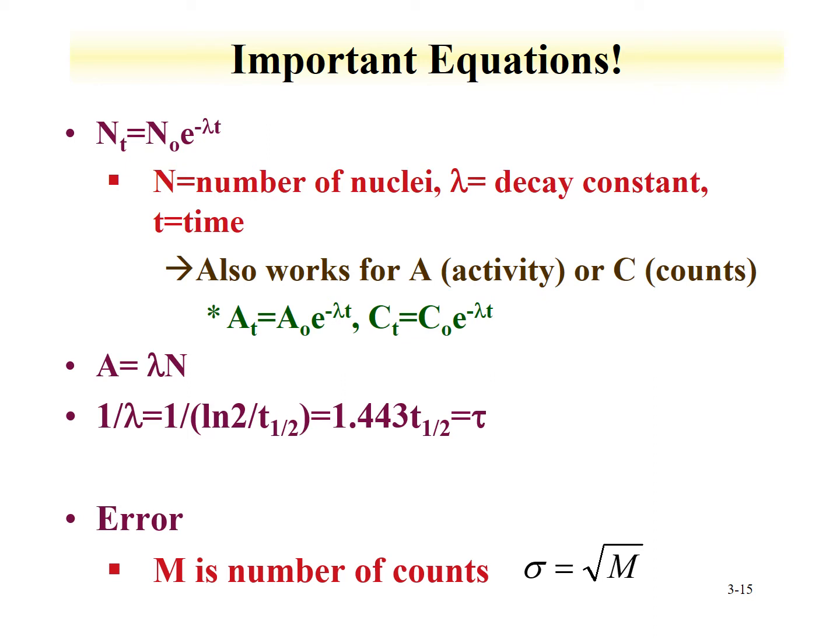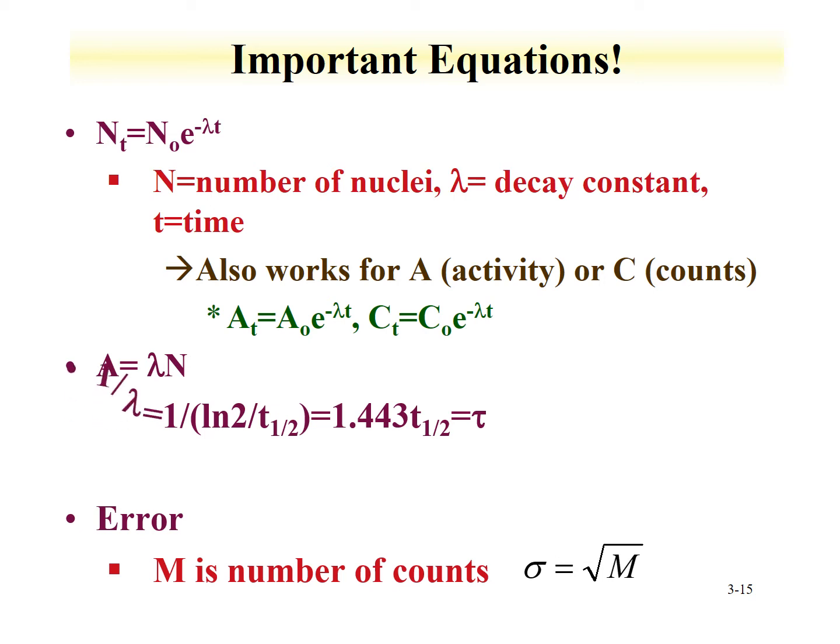We also have activity equals lambda N, right? So lambda times the number of atoms N is equal to activity. So this is counts per second, one of the activity units. We also have an activity in terms of becquerel, which is counts per second, and curies, which is 3.7 times 10 to the 10th decays per second, so 3.7 times 10 to the 10th becquerels.